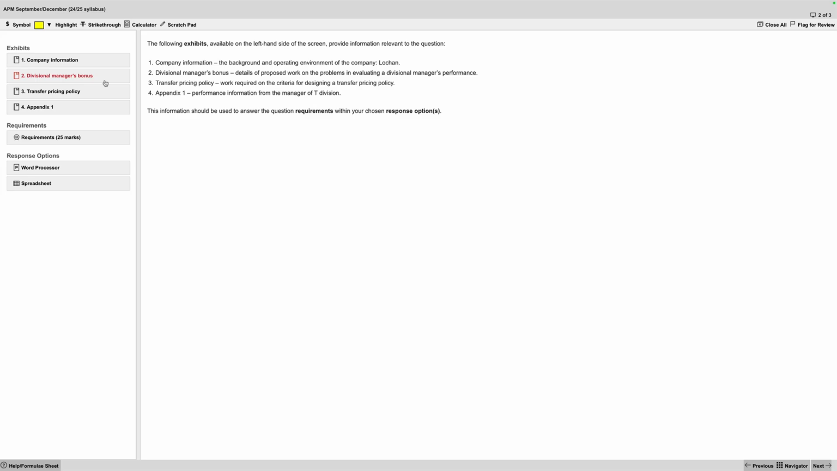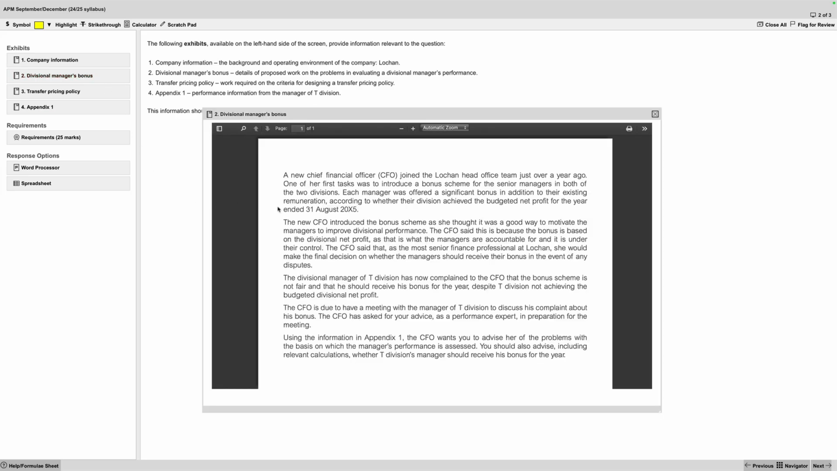Okay, so let's go back to the divisional manager's bonus. And it says a new CFO has just joined the head office team, and one of her first tasks was to introduce a bonus scheme for the senior managers. And the bonus scheme is each manager was owed a significant bonus in addition to their normal pay, based on the budgeted net profit of their division, which is fine if it's controllable by the manager. The new CFO introduced the bonus scheme as she thought it was a good way to motivate to improve divisional performance. Okay, normally bonuses are motivating.